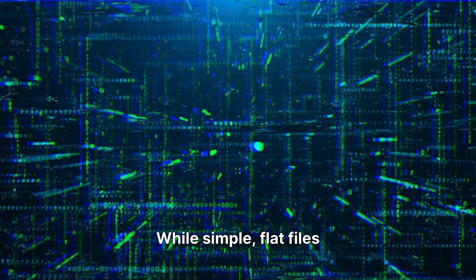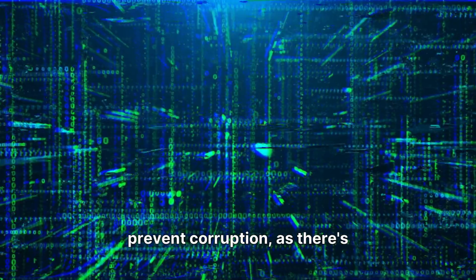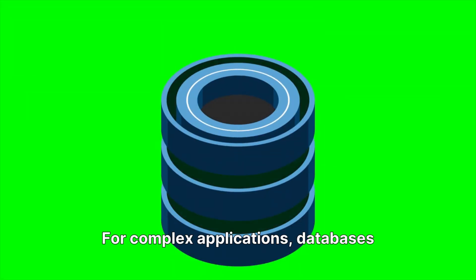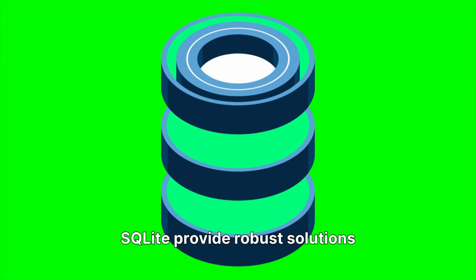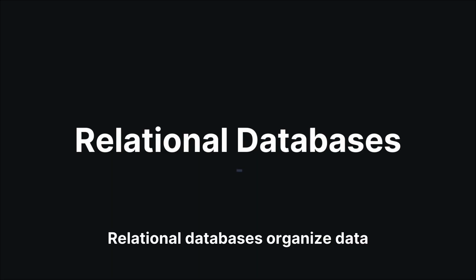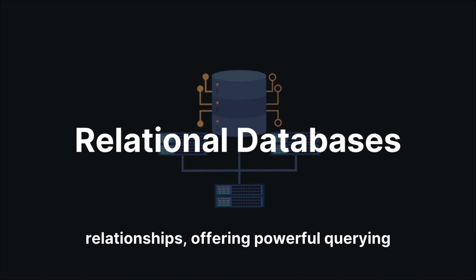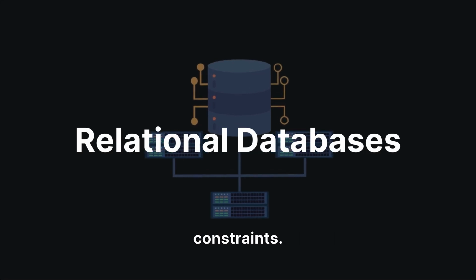While simple, flat files require careful management to ensure data integrity and prevent corruption, as there's no inherent structure enforcement. For complex applications, databases like SQL Server or SQLite provide robust solutions for structured data, ensuring consistency and reliability. Relational databases organize data into tables with defined relationships, offering powerful querying capabilities and data integrity constraints.